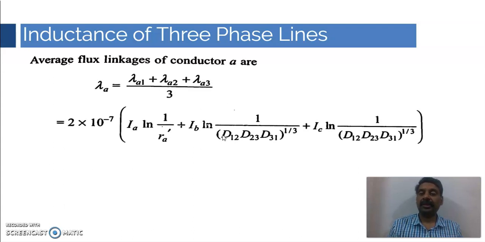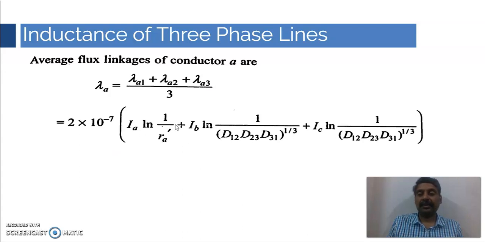Okay, so it's going to be lambda A. If you want to calculate the average flux linkage of conductor A, then it's going to be lambda A1 plus lambda A2 plus lambda A3 by 3. And if you substitute lambda A1, A2 and lambda A3, and if you simplify, you will get this expression.